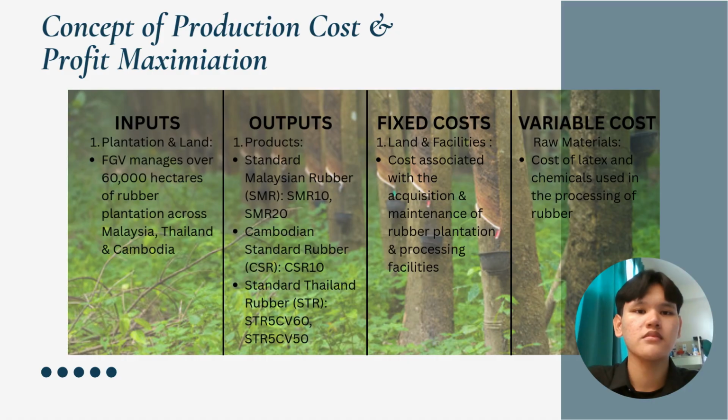STR5CV50. Next is fixed costs, land and facilities. Costs associated with the acquisition and maintenance of rubber plantation and processing facility. Variable costs, raw materials, cost of latex and chemicals used in the processing of rubber.